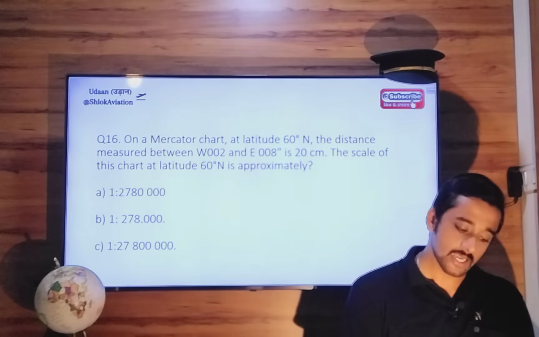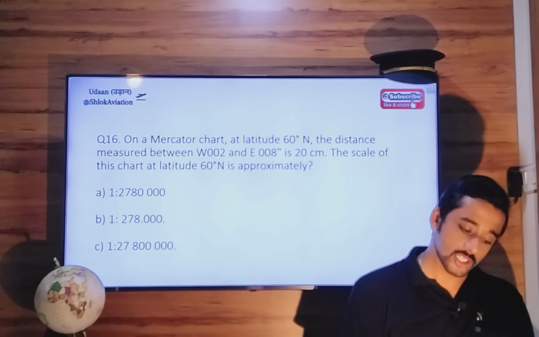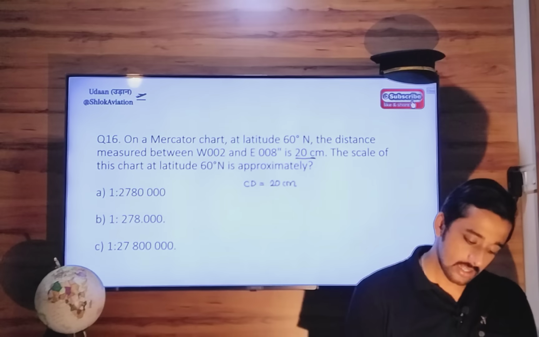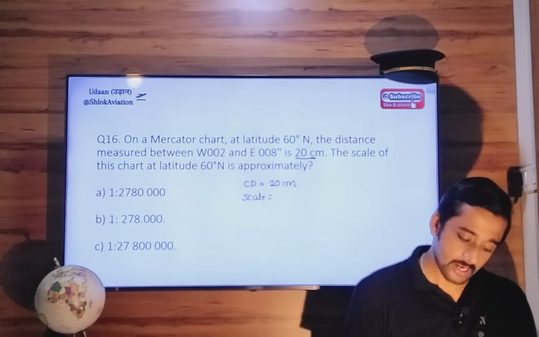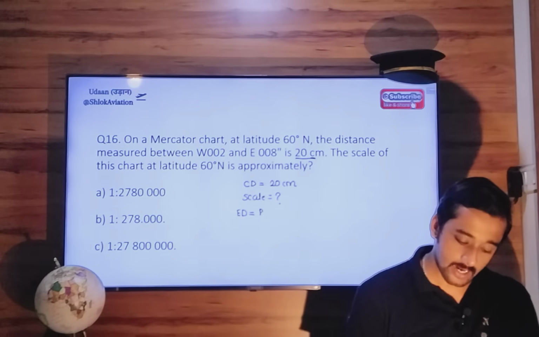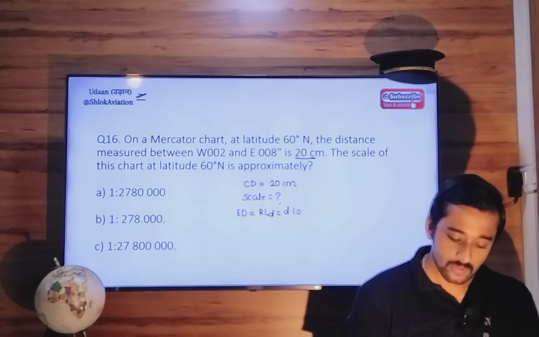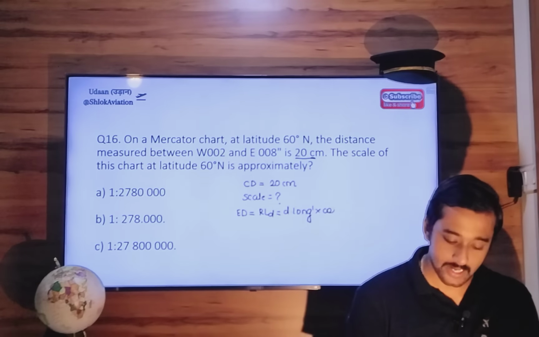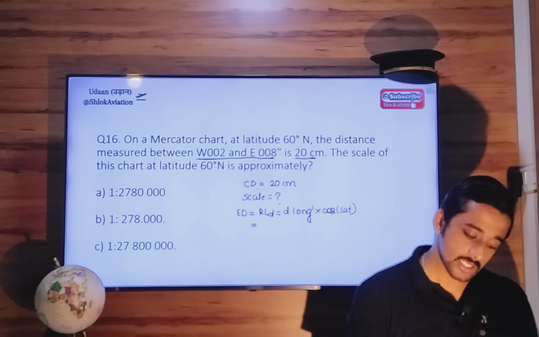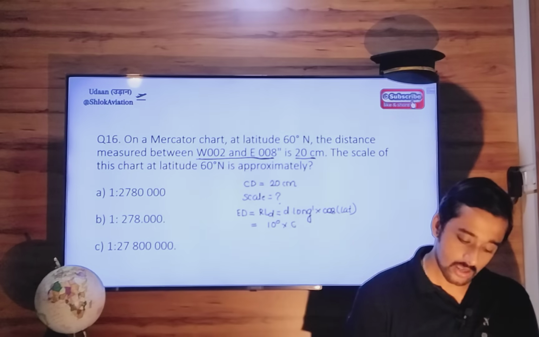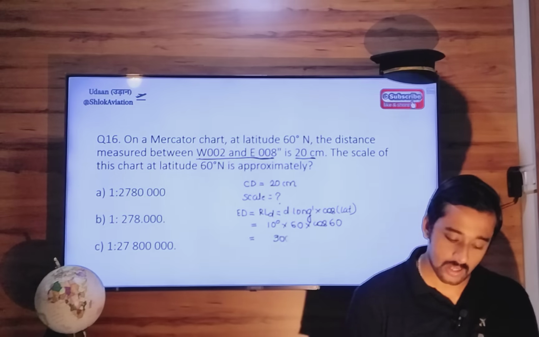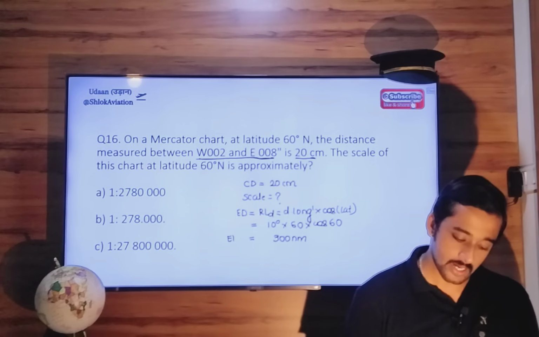Question 16. A chart is given. The distance between two positions, chart distance, is 20 centimeter. We have to find out the scale. Earth distance is not given to us directly, but we can calculate that using the rhumb line distance formula: D long in minutes into cos lat. D long, the difference between these two longitudes, is 10 degree into 60 into cos 60. Cos 60 is half, so 300 nautical miles. Earth distance is 300 nautical miles.